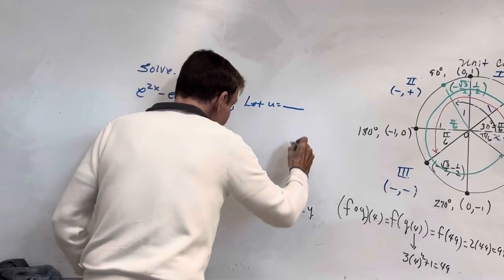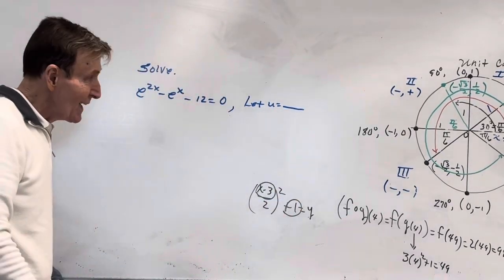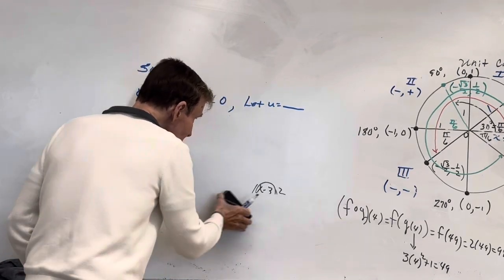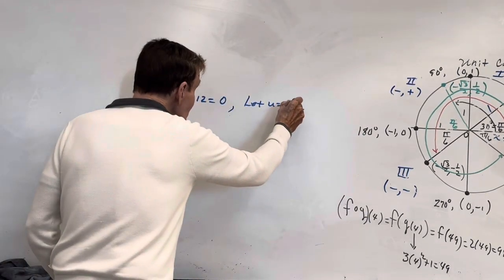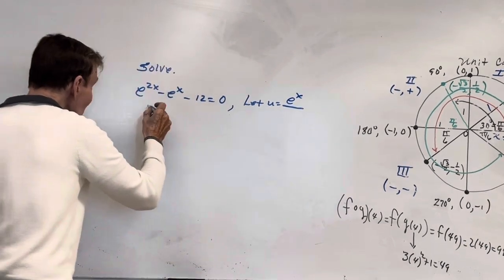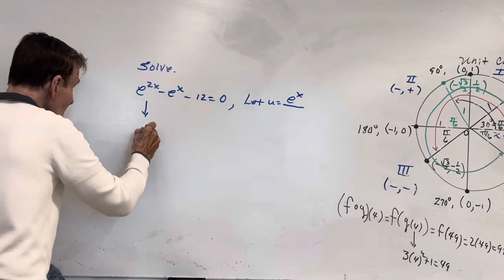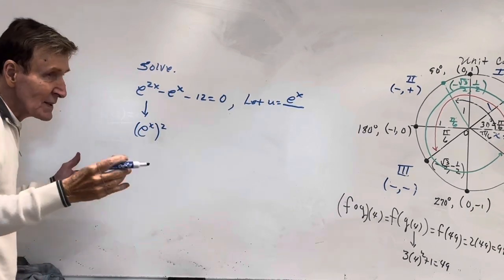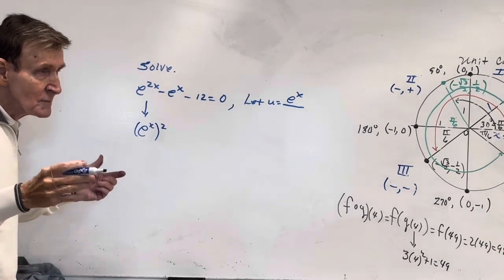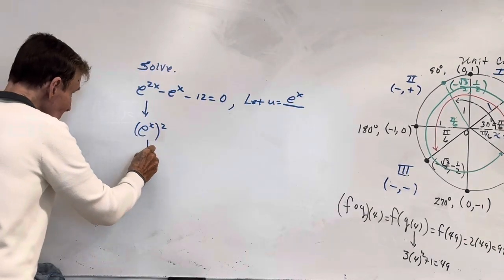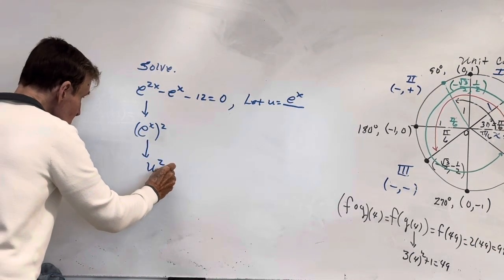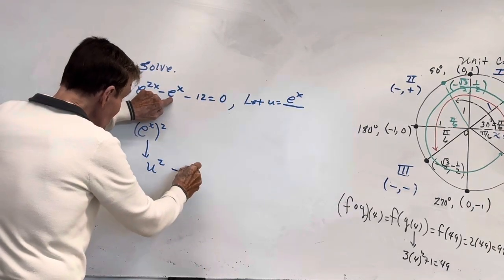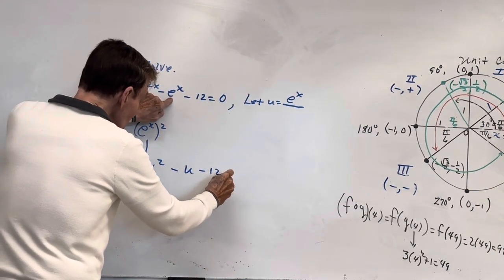All right, let u be something so you know it's one of those types. Alex, what are you going to let u be? e to the x. Right here. If that's true, I know and you know that first term could be written as this, if I wish. That's still e to the 2x. And therefore, he says replace that part there with a u. That becomes u squared, which we wanted. Subtract u, subtract 12 is equal to 0.